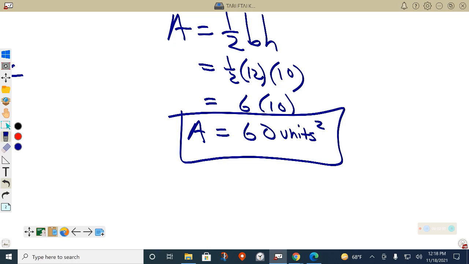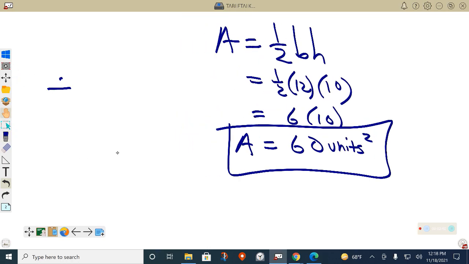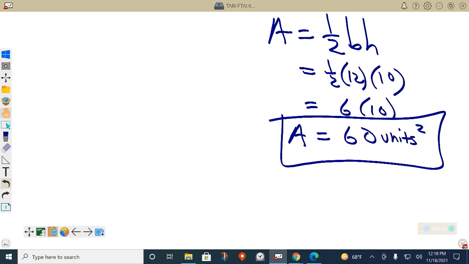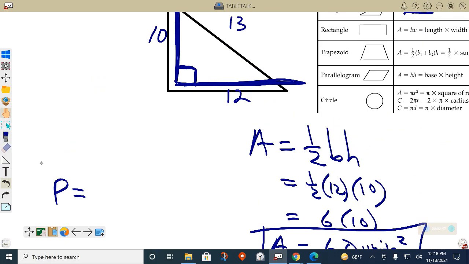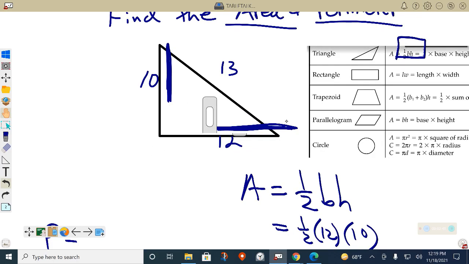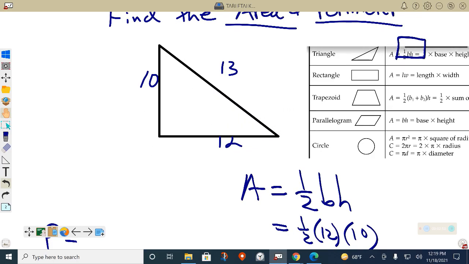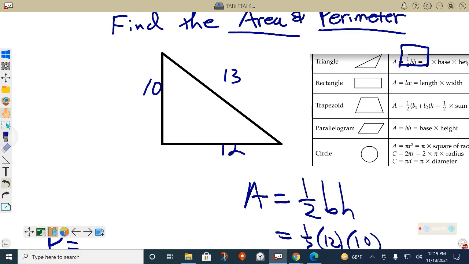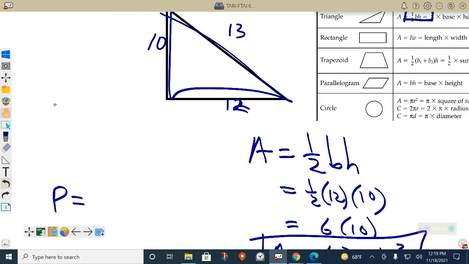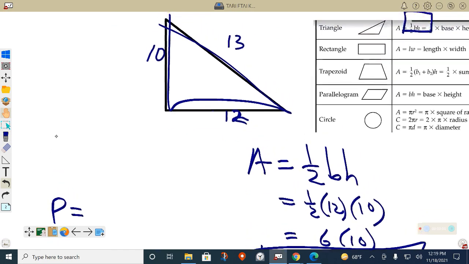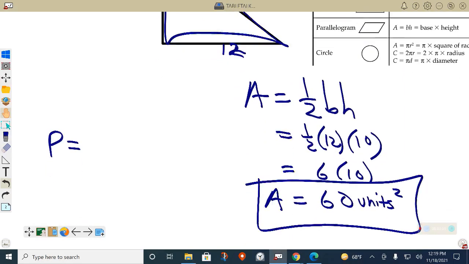So, let's do the perimeter now though. That's just area. Remember, perimeter is the outside? The perimeter then is going to be all the sides added up. Come on now. The perimeter is just 10 plus 12 plus 13. Which is going to be 22 plus, what does that become?